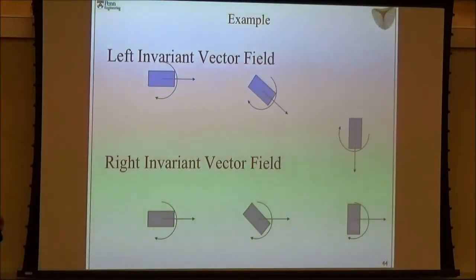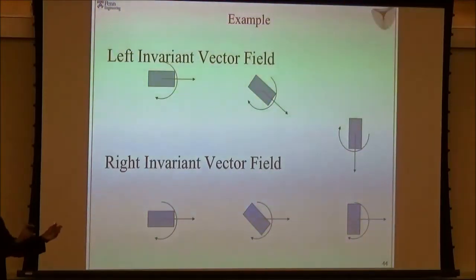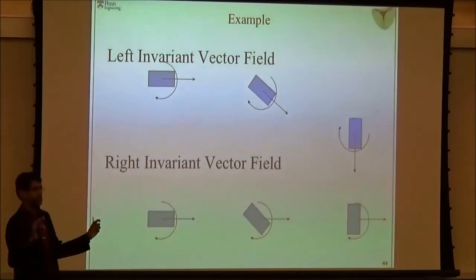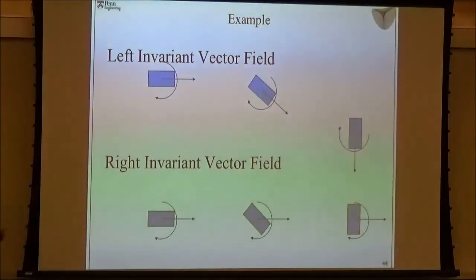This is called left invariant, this is called right invariant. To see why those two adjectives are used, we'll talk about that later when we talk about invariance. But basically this is invariant to pre-multiplication, and this is invariant to post-multiplication. And those pre-multiplication and post-multiplication have definite physical connotations that I'll explain later.